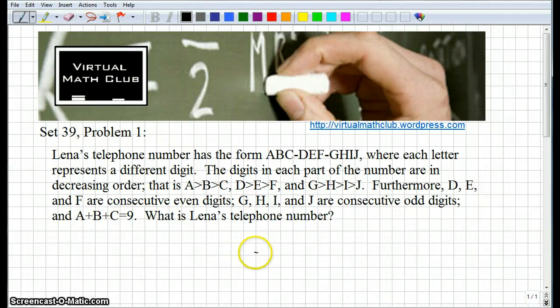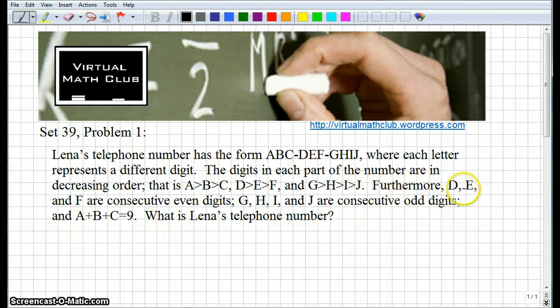Problem number 1. Lena's telephone number has the form ABC, DEF, GHIJ, where each letter represents a different digit. The digits in each part of the number are in decreasing order, that is, A is greater than B is greater than C, D is greater than E, which is greater than F, and G is greater than H, which is greater than I, which is greater than J.